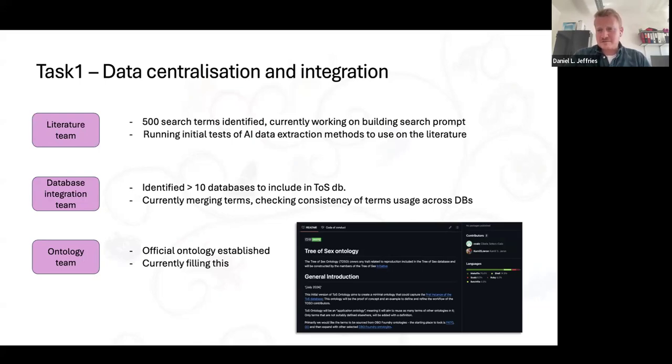The database integration team has been identifying databases that will eventually be consumed by the tree of sex, and thinking about ways to merge terms which are potentially inconsistently used across databases. And the ontology team is building the ontology, which will be the backbone of how we integrate information from lots of different sources and fields.